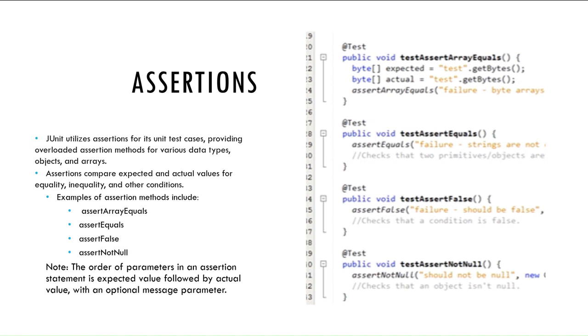Examples of assertion methods include assertArrayEquals, assertEquals, assertFalse, assertNotNull. Note, the order of parameters in an assertion statement is expected value followed by actual value, with an optional message parameter.